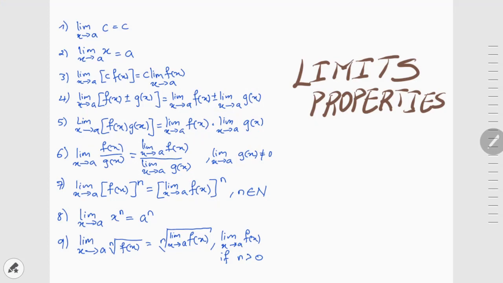Today's topic is limit, and here you can see all the 9 properties of limit from 1 to 9. You can feel free to pause the video and verify all the 9 properties.